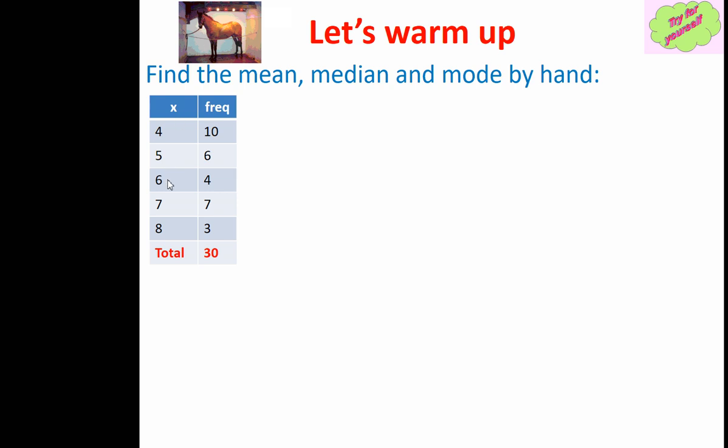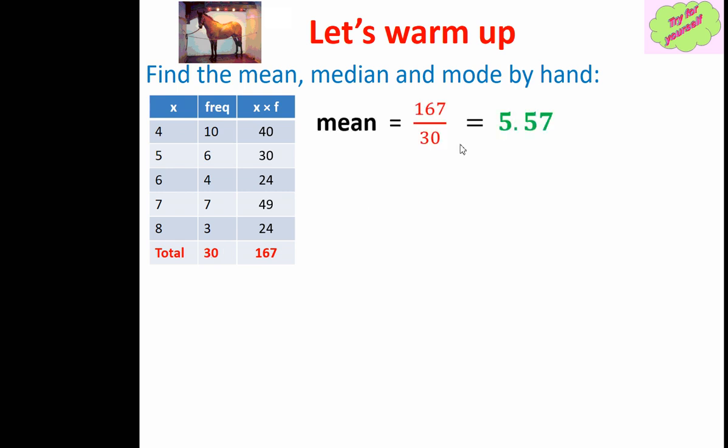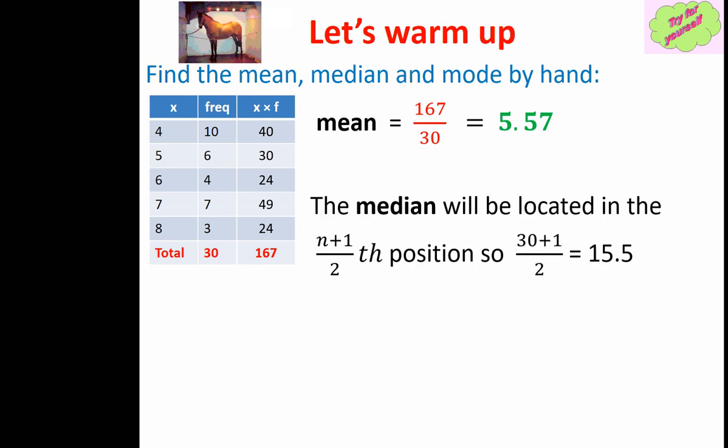So we've got our x values in the left column and we've got our frequencies in the right column. So remember what you need to do is work out the fx column. So the fx column is worked out using 4 times 10, 5 times 6, 6 times 4, etc. And then the mean will be the total of the fx column divided by the total frequency. So mean is the total fx divided by the total frequency, which is 5.57 to 3 significant figures in this case.